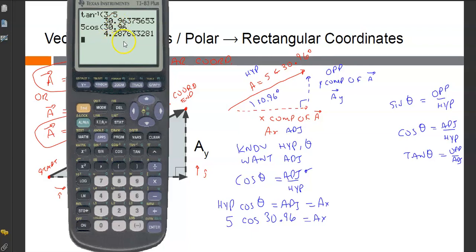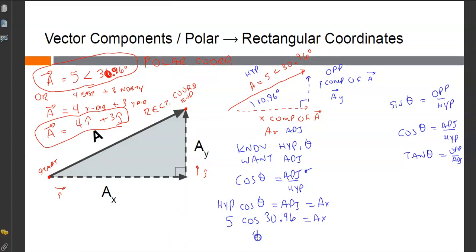Anyway, 4.28 is what I would get for that. Oh, I see what I did. I put 3 over 5. It should have been 3 over 4 before. So I've got my angle messed up here. All right, it's not going to be a 3-4-5. It's going to be 4.29, something like that. Anyway, 5 times cosine 30.96, this would be 4.29. That is my x component right there.